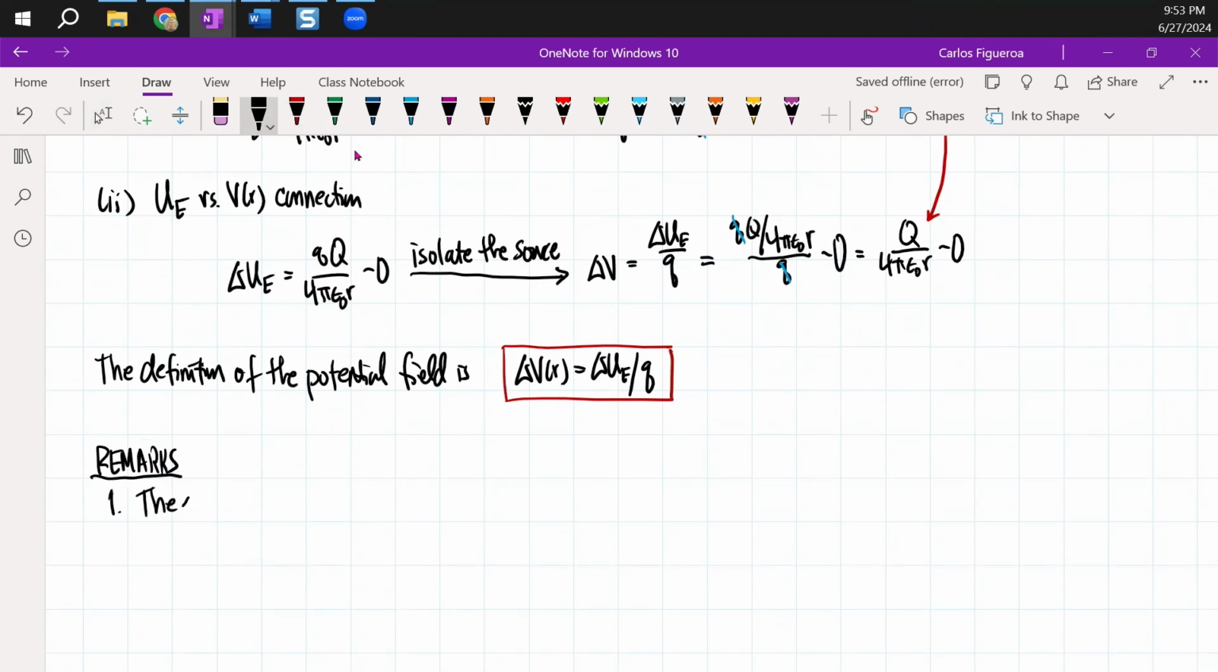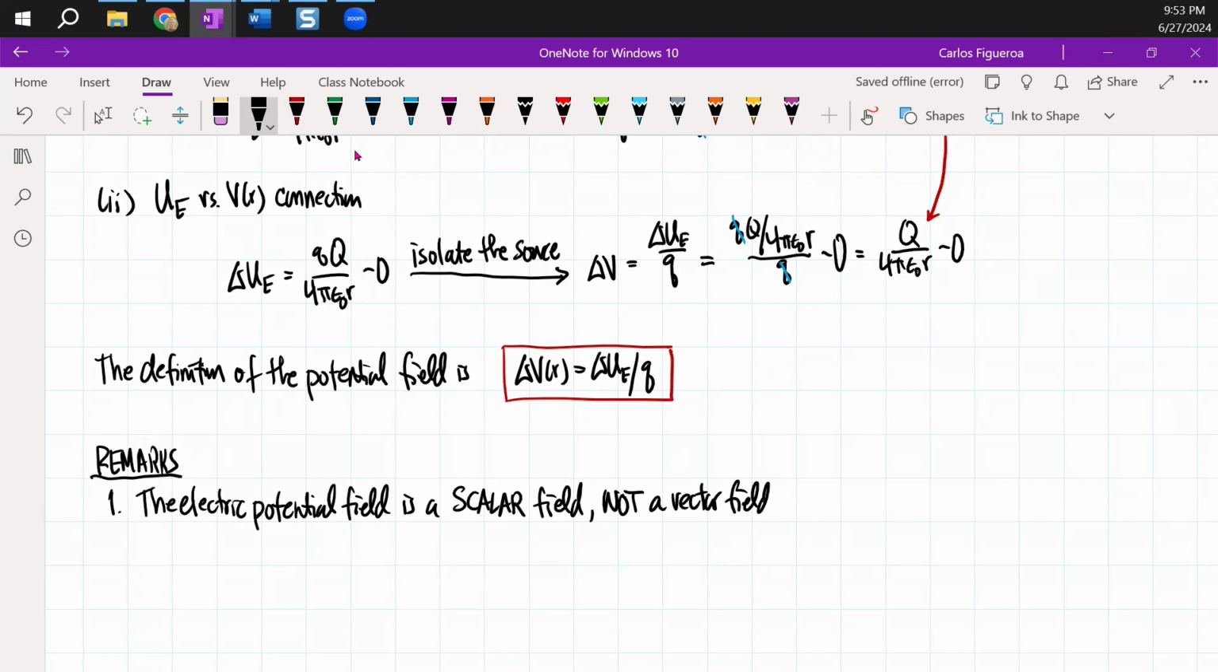The electric potential field is a scalar field. Not a vector field. This can be quite the change in thinking.